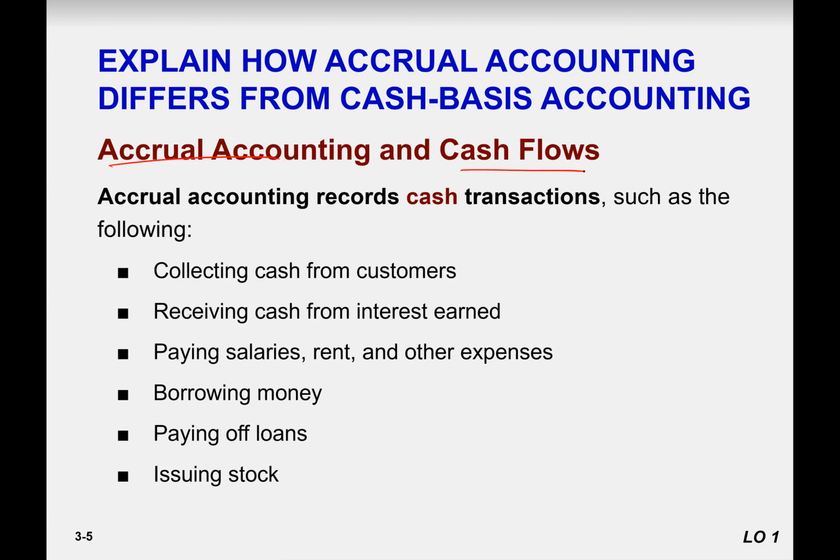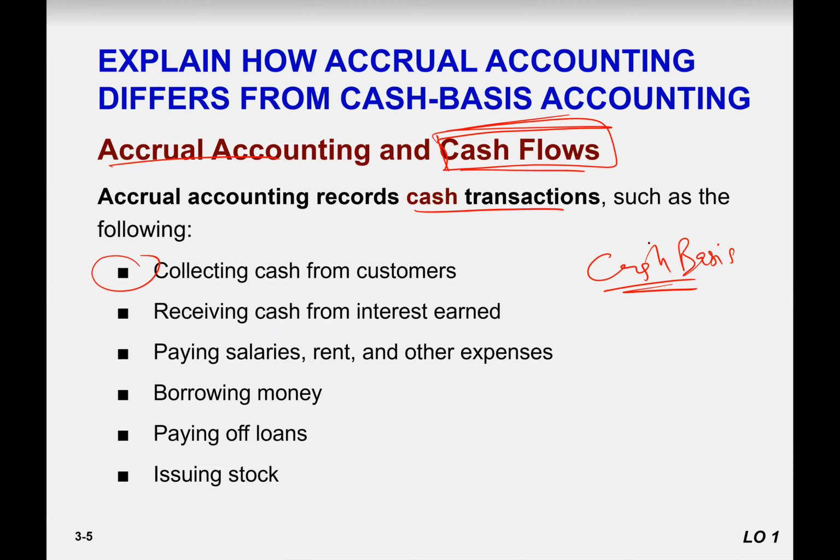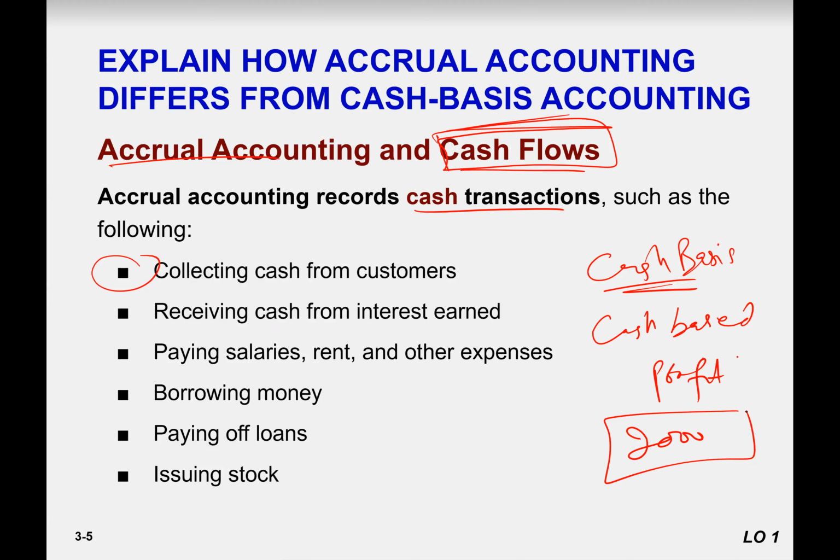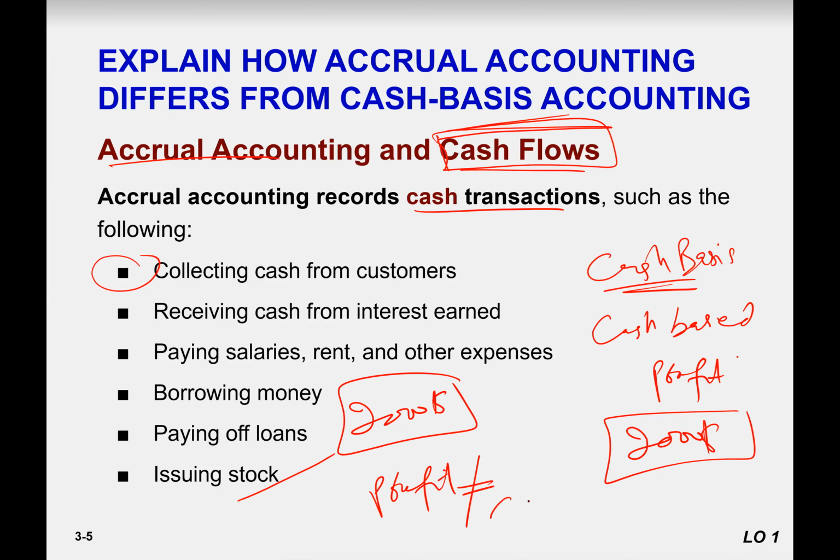So, accrual accounting and cash flows. Accrual accounting records cash transactions such as collections from customers, right? The question is, if accrual accounting also records payables and receivables, can we find out the cash flows? In cash basis accounting, whatever the profit is, it is basically the cash-based profit. If a company shows $2000 profit, then in the company's bank account there is $2000 as well. But in accrual accounting, if a company makes $2000 profit, it doesn't mean that there is $2000 of cash behind it. That's why profit is different from cash flow.